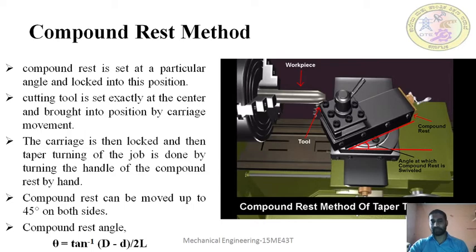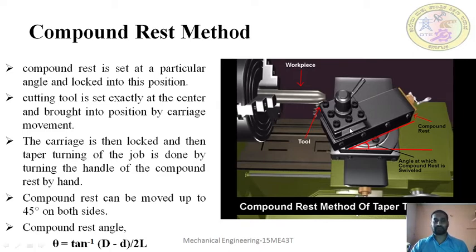handle of the compound rest by hand. You can see here one handle is there. So this wheel will be moved for taper turning. Now the carriage will not be used. In the earlier method, you have to move the carriage to move the tool across the length of the workpiece. But in the compound rest method, we have to swivel the compound rest to a required angle, and the tool is placed inside the tool post. After that, instead of moving the hand wheel of the carriage, we are moving the hand wheel of the compound rest. So the required angle is obtained by this method by moving the compound rest to a required angle.